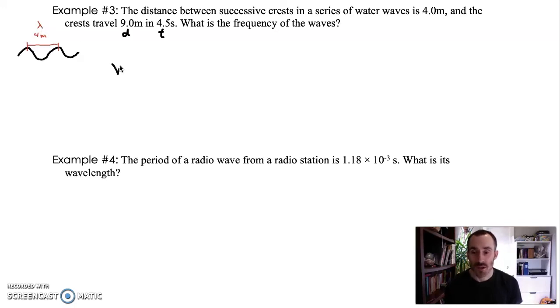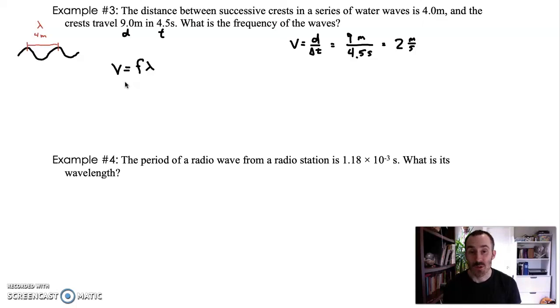So here's our wave equation. Speed is frequency times wavelength. We know the wavelength. We don't know the speed in order to figure out the frequency, but we can figure that out separately. So speed is also distance divided by change in time, and that's 9 meters in 4.5 seconds. 9 divided by 4.5 is 2. That gives us 2 meters per second. So that's the speed that this wave is traveling.